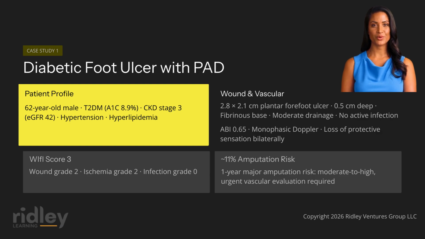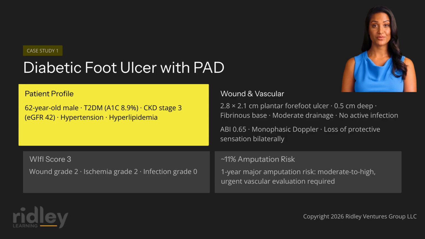A 62-year-old male with type 2 diabetes mellitus and a hemoglobin A1C of 8.9%, chronic kidney disease stage 3 with an estimated glomerular filtration rate of 42 milliliters per minute, hypertension, and hyperlipidemia presents to a wound care clinic with a 3-week history of a non-healing plantar forefoot ulcer on the left foot.